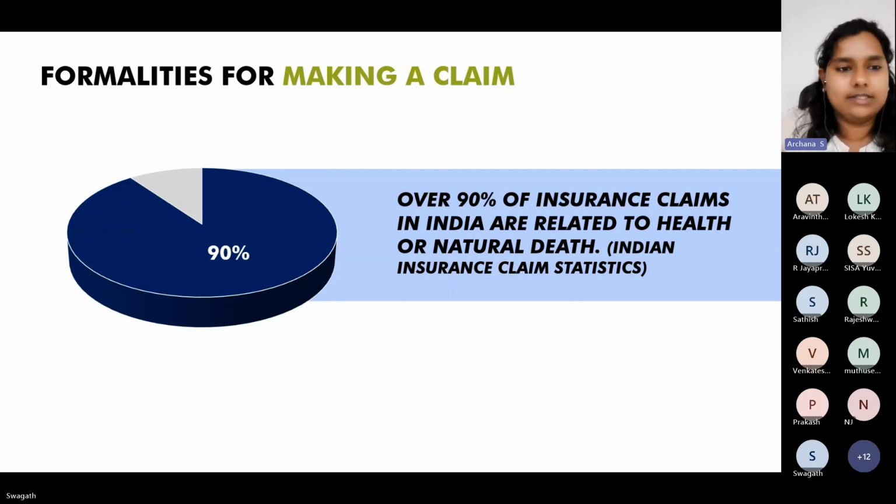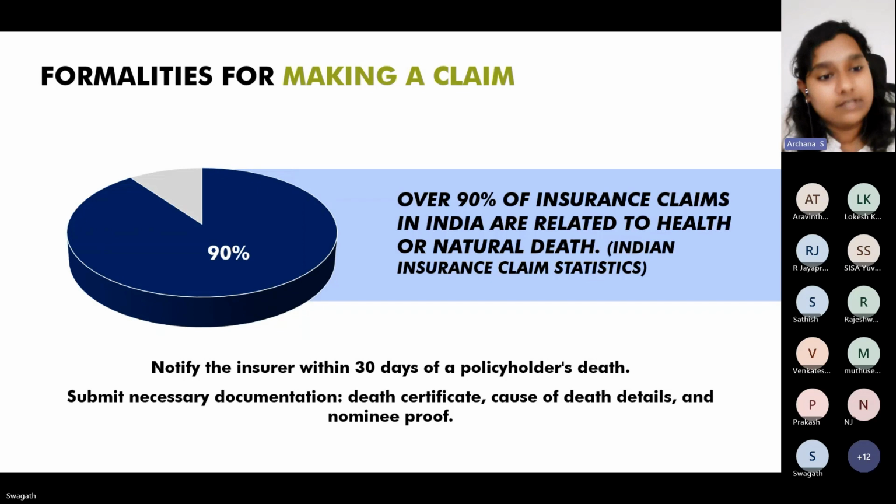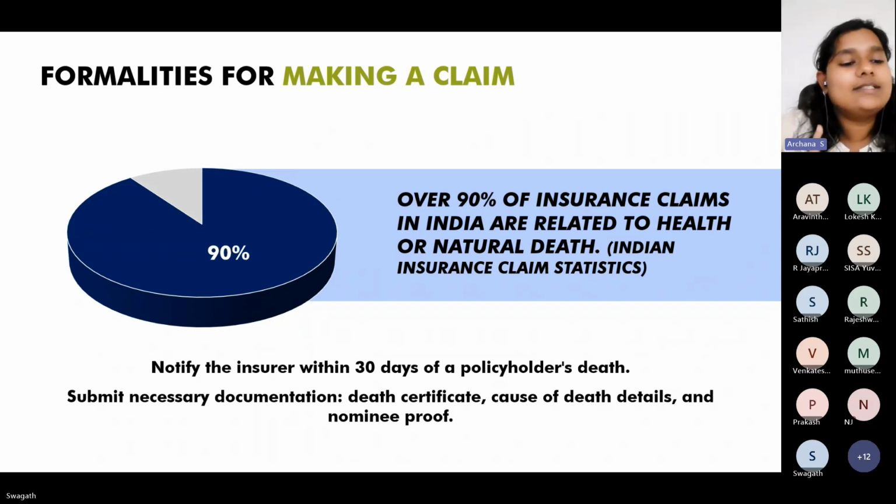Indian insurance claim statistics. As per the policy wordings, there is typically a 30-day window in which you are supposed to notify a policyholder's death. But IRDA has made it very clear that if there are any circumstances in which a customer is not able to do that, the insurance company cannot reject claims. So you can understand that even after 30 days, there is a possibility that people can make claims. What is the first step?